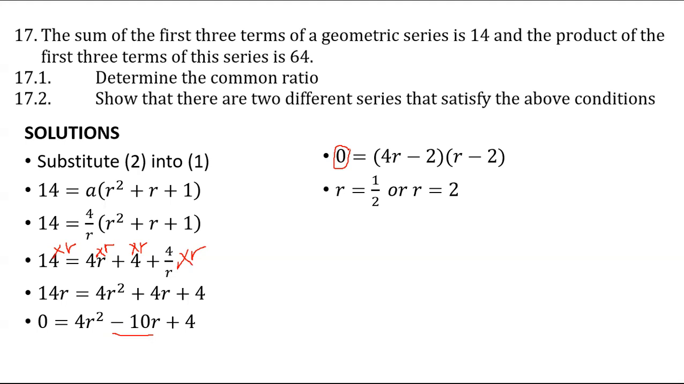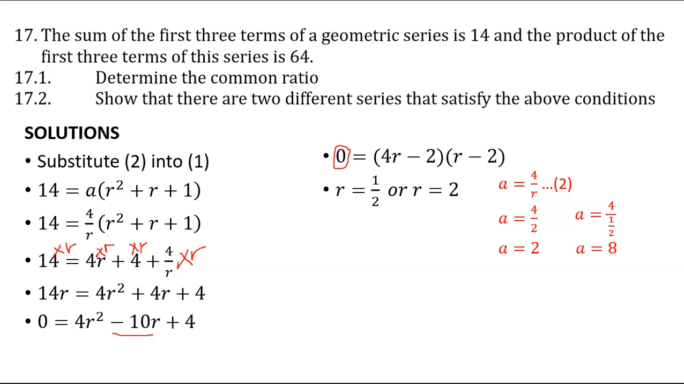Remember in equation 2, I said a is equal to 4 divided by r, so I simply substitute the first r, in this case 2, and the second r, which is 1 over 2. Simplifying the first equation where a is equal to 4 over 2, that will give you 2. The second equation where we have a is equal to 4 divided by 1 over 2, that will simply give you 8.